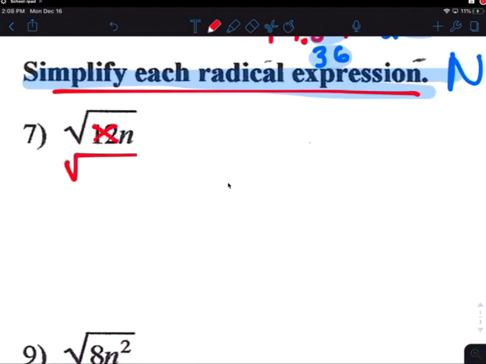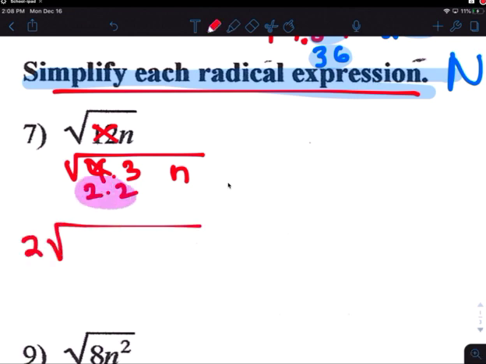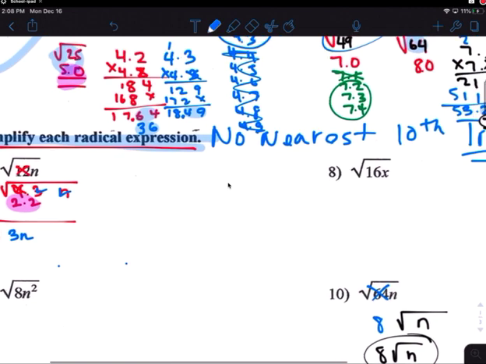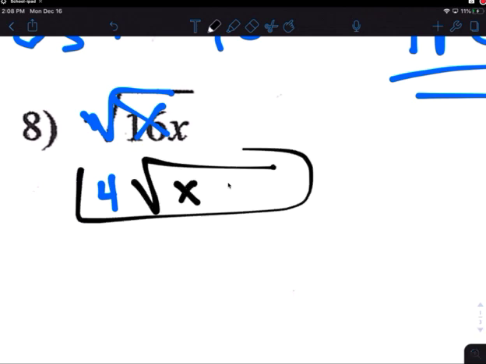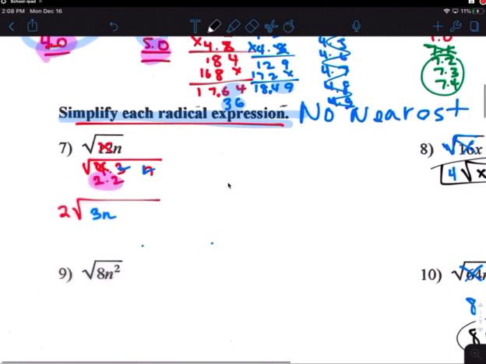12 can be broken down to 4 times 3, and there's one n. It's 2 times 2. So you want one pair of 2's, 2 to the first, parentheses. What's without pairs is the 3 and the n. Okay, number 8, square root of 16x. That automatically is 4. You don't have to do anything. And square root of x, you only have the square root of x left, so 4 square root of x is your answer. Very easy.